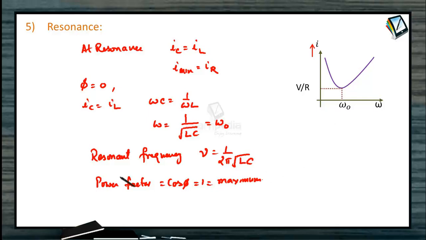The impedance here will be maximum, admittance will be minimum. Z maximum will be V by IR, that is equal to R, the resistance part we can call. So at omega is equal to omega naught, the current will be equal to V by R.